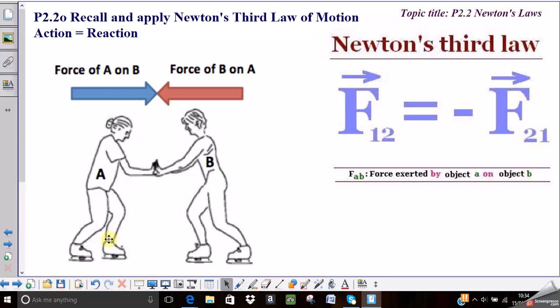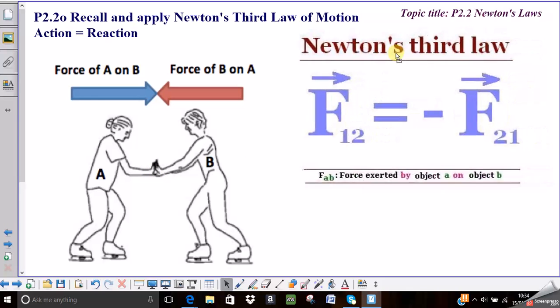If we move forward, two people on ice skates. Regardless of how powerful A or how strong B is, if you're on ice skates, that means you're on a frictionless surface. The force of A on B equals the force of B on A. So practically, they'll be moving away in exactly the same way.